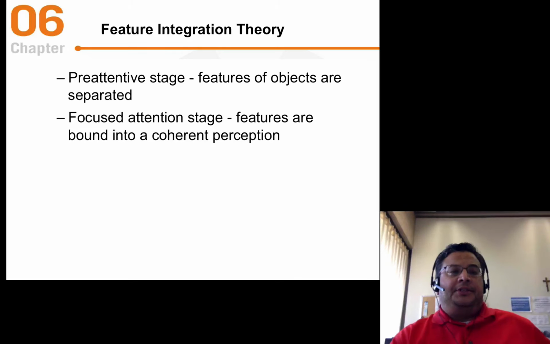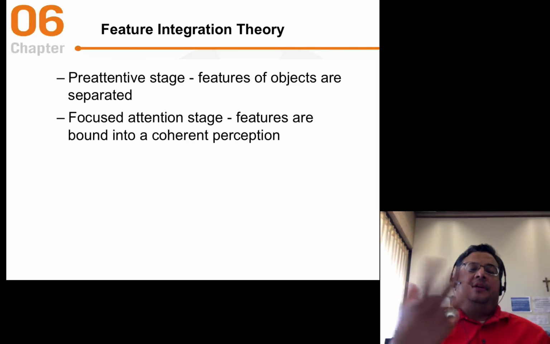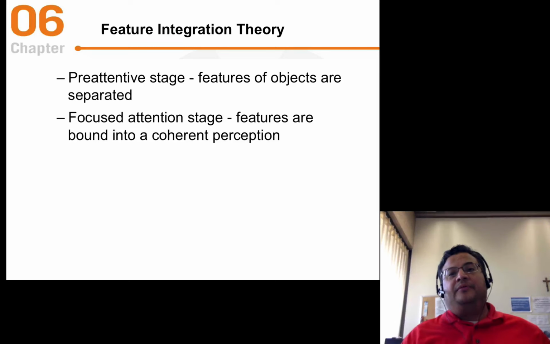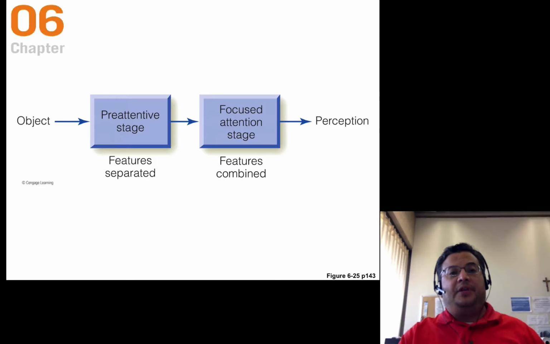The later stage, after the information has been analyzed, say from your visual system, we then have the focused attention stage. And this is where all of the features, while you're focusing your attention, are bound into some sort of coherent perception of what you're looking at. And this visual from your book on page 143 is a nice, very simple way to hold this theory in your head. It's just two separate processes that are described at a very high level here.